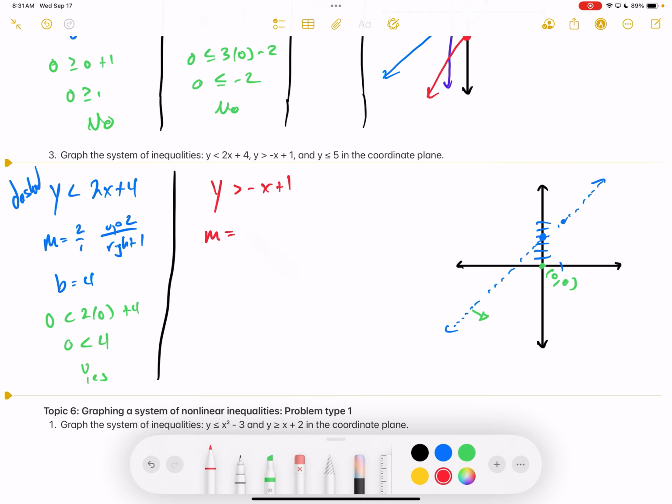The slope is -1/1, so that would be down 1 to the right 1. My y-intercept is at 1. So I start at 1, and then I go down 1 to the right 1. This is going to be a dashed line.